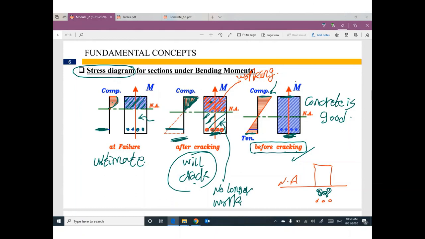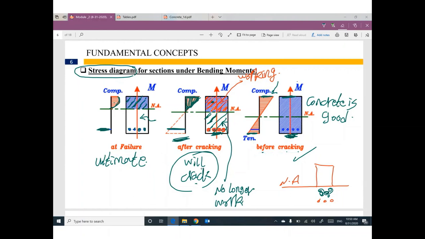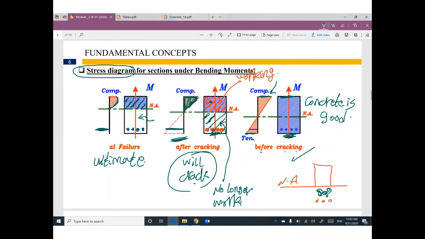We have three different stress distributions based on the stage you are in. If you're still in the precracking stage, the whole cross section is still working, so your stress distribution looks like this. One side is under compression and the other side under tension, and you have the neutral axis in between.